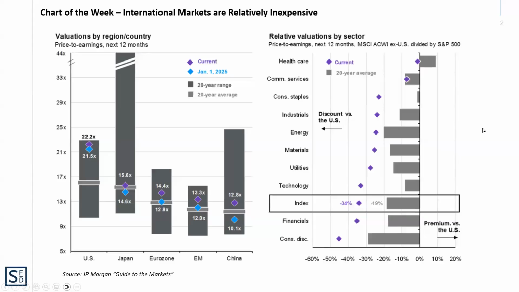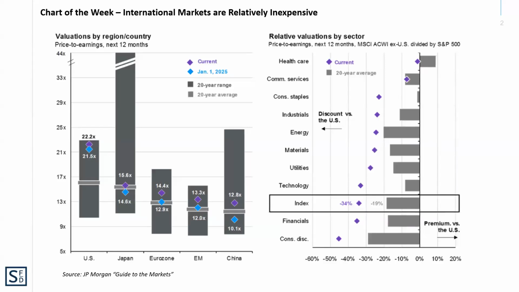So we're going to start as we always do with our chart of the week. And this one I wanted to spotlight the valuation difference between international markets and the US market. We get these charts from JP Morgan's Guide to the Markets. It's a good resource that we have access to.